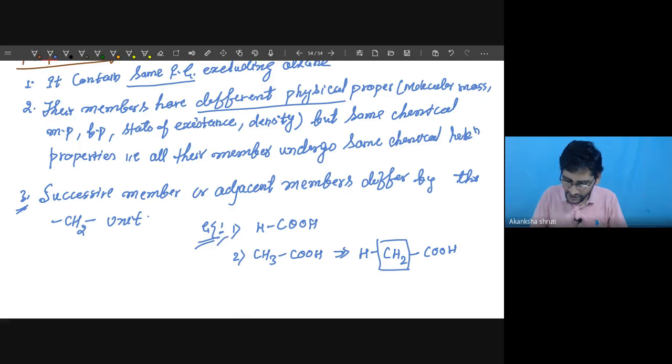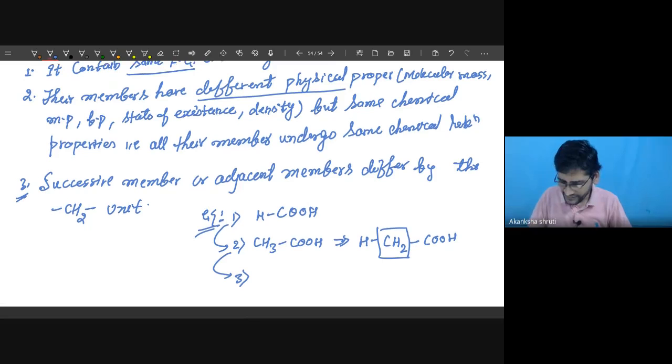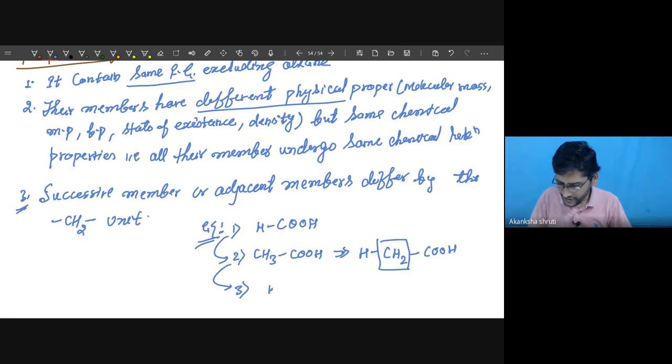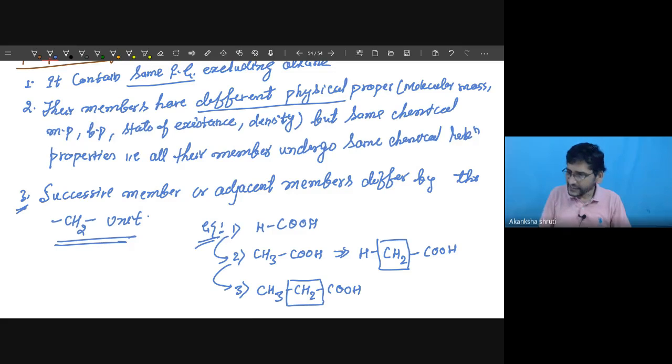If I come to the third member, it will be CH3, another CH2 will come here, then COOH will be here. So again from this to this, this is being added. So this way the succeeding or preceding members are always differing by the CH2 unit. Okay, students?